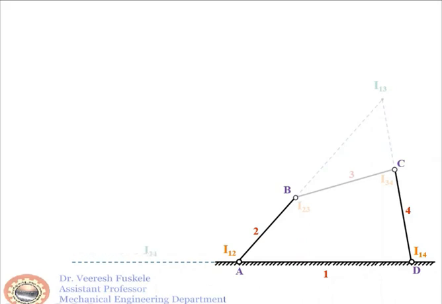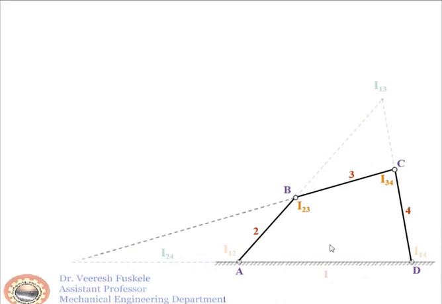Similarly, we consider the next three links, namely 2, 3 and 4. As per Kennedy's theorem, I23, I34 and I24 should be collinear. Out of these three, we already located I23 at B and I34 at C. So I24 must lie on the line joining I23 and I34, that is on this line. So we extend these lines, and as a result, we get I24 here at the intersection of AB and CD.